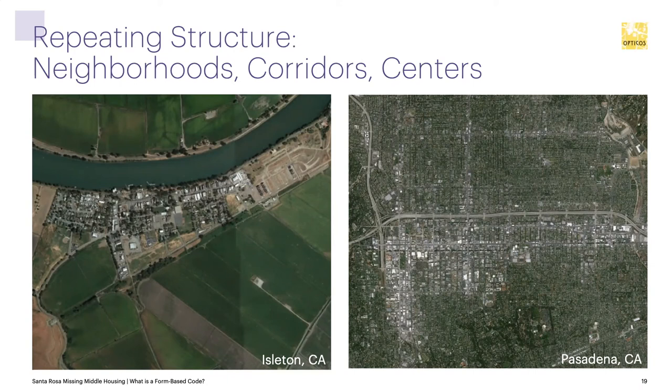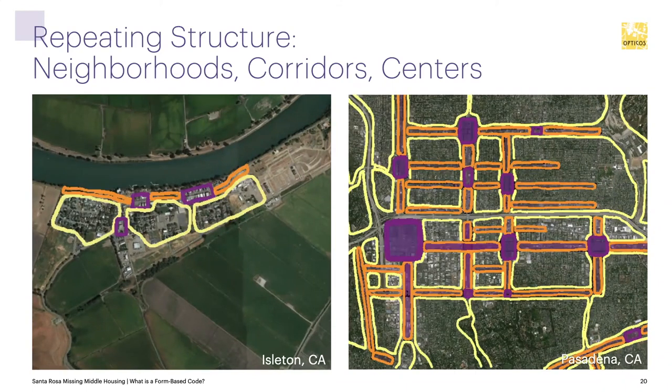Here is my hometown of 1,200 people, Isleton, California. It is tiny. And on the other end of the spectrum, here's a city of 130,000 people, Pasadena, many, many times larger than that little town I grew up in. Yet they share the same structure: neighborhoods, corridors, and centers. My hometown has three neighborhoods, three centers, and one corridor, and they're tiny. Pasadena has many more, and they are all larger. None of them are as small as where I grew up. But the point is that they share all the same elements. The difference is they have more and more of them.